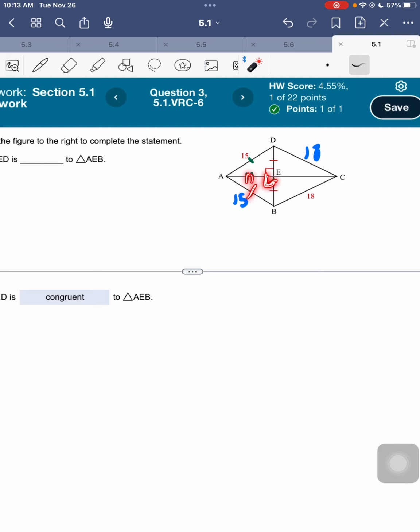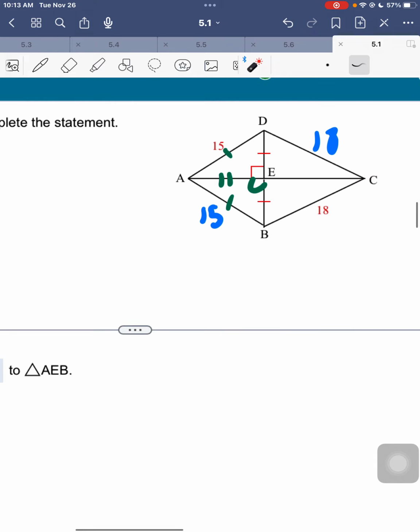ASS. But wait a minute, mister. ASS doesn't exist. That's not a real postulate. You're right. So what do we actually call this? What is the theorem or postulate that we can use to prove that two triangles are congruent if we have an angle and then two congruent corresponding sides? We call that HL. Only when it's a right angle. Okay, guys? You only use ASS, in quotation marks, when that A is a right angle. So by the HL theorem, these two triangles are congruent.